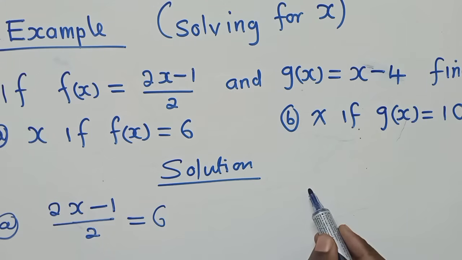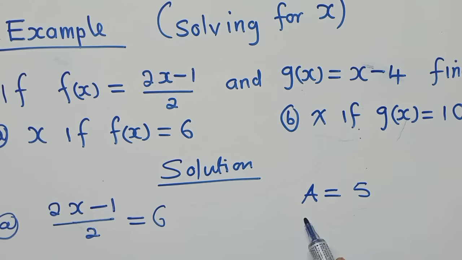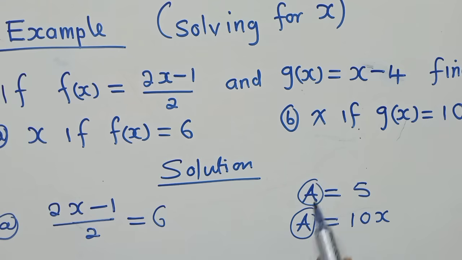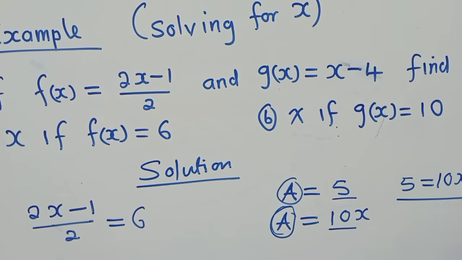If they say A is equal to maybe 5, and then they say another A, capital A, is equal to 10x, you see the way it looks, meaning this and this are the same. So what we can say here is that this is equal to this. We can equate them. We can say 5 is equal to 10x. You see the way it looks?